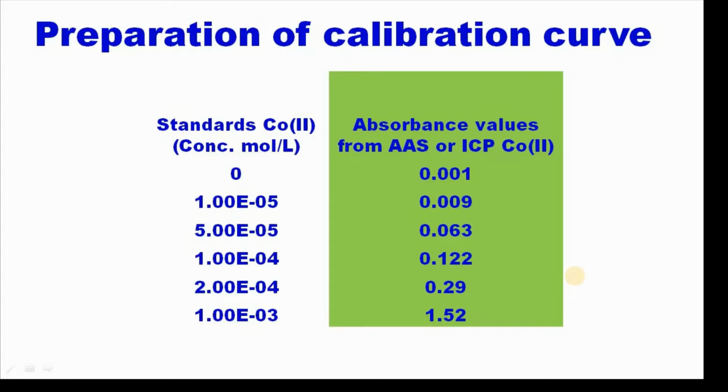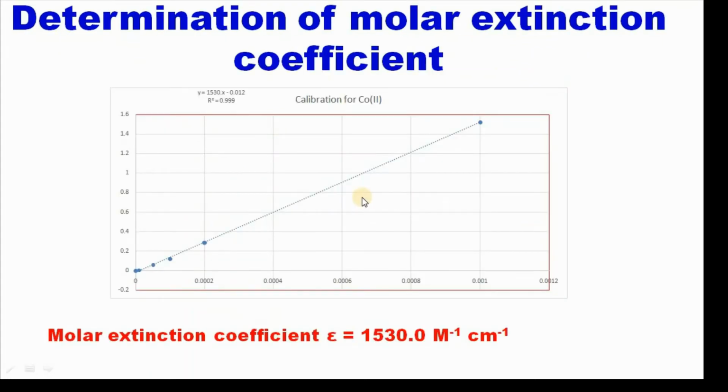Well, in order to determine QE, at first you need to prepare 4 to 5 standard solutions in the concentration range of this. Then you measure absorbance values from atomic absorption spectroscopy or ICP-MS or UV visible spectrophotometry if you use dye. So the calibration curve is prepared for the determination of molar extinction coefficient.